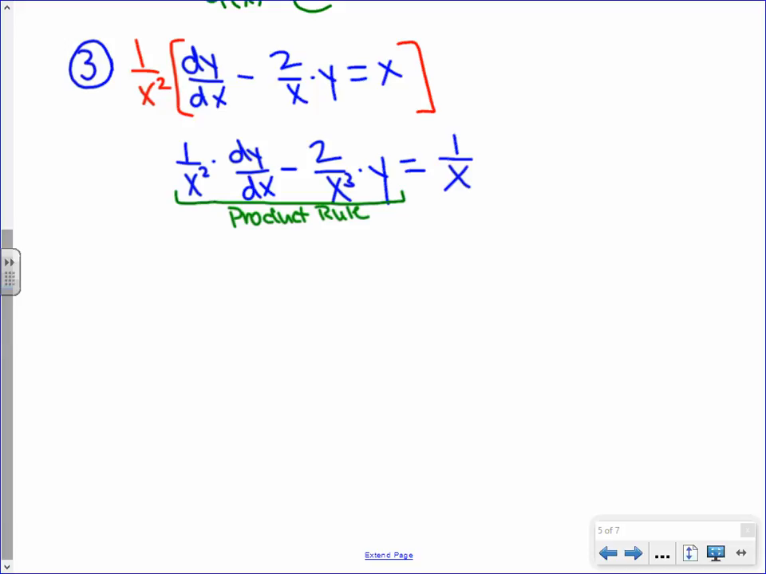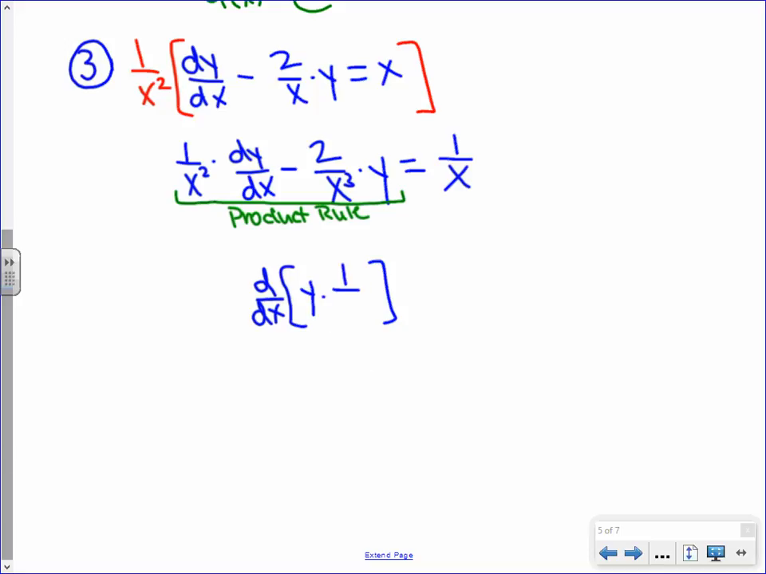I know. Okay, so it would be y over x squared. This is the product rule for y times 1 over x squared. Is that what you said? Yeah. Do you agree with John? That's the product rule for y times 1 over x squared, and maybe we want to write it like that.